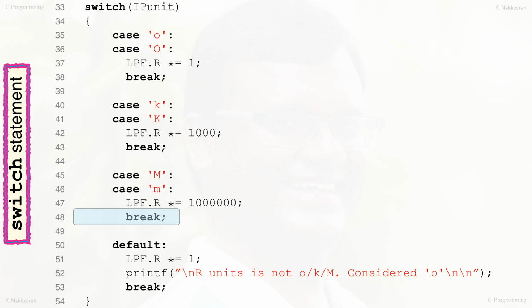Break statement in line 48 represents the end of the body of this case and the program controller should go to line 55, that is just after the end of the entire switch statement.